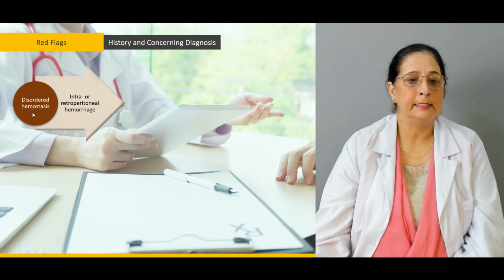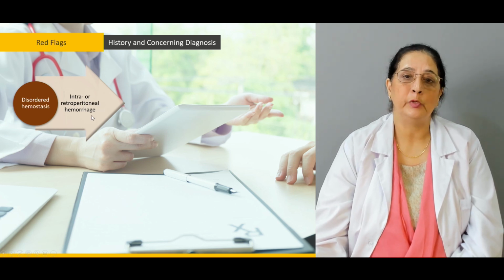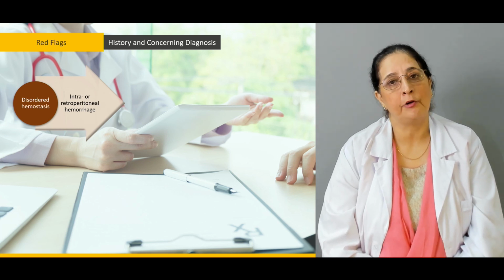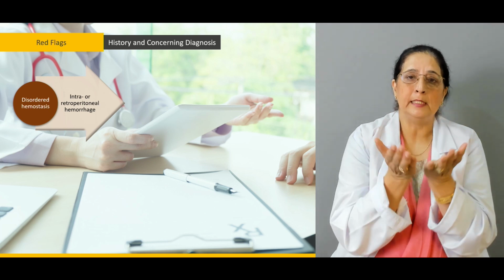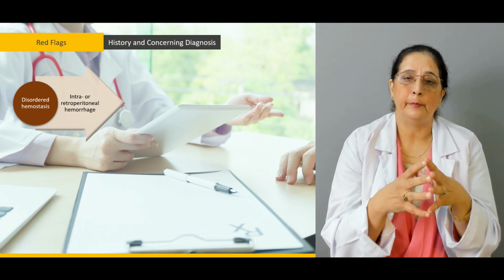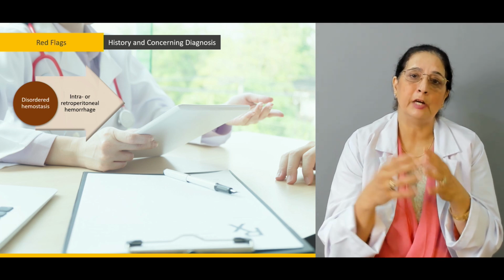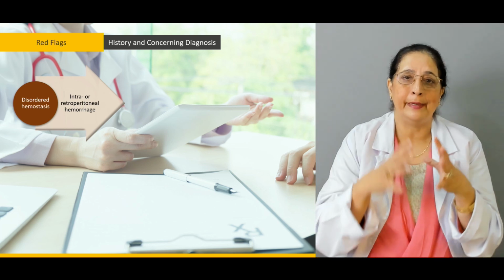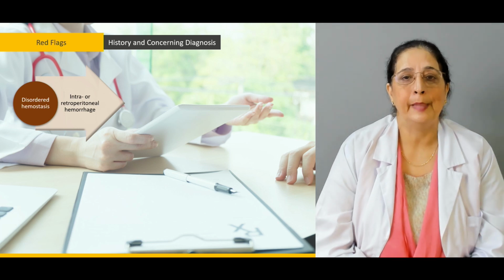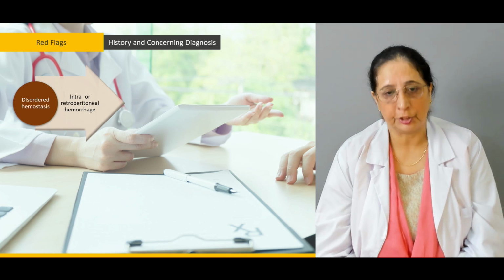Another red flag is disordered hemostasis, intra or retroperitoneal hemorrhage. Peritoneum is the covering that covers the abdominal organs. Most of the abdominal organs are intraperitoneal, except the kidneys. Kidneys are retroperitoneal. They are on the back behind the peritoneum, outside the peritoneum. So there might be intraperitoneal or retroperitoneal blood loss or hemorrhage.